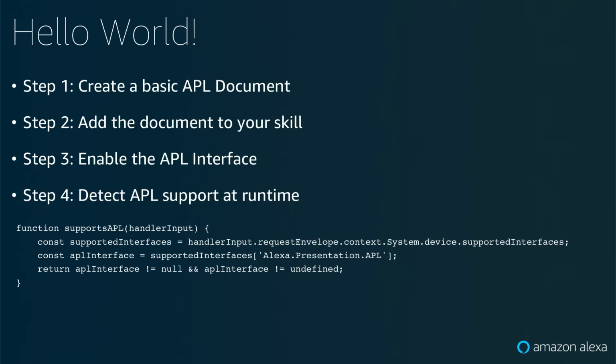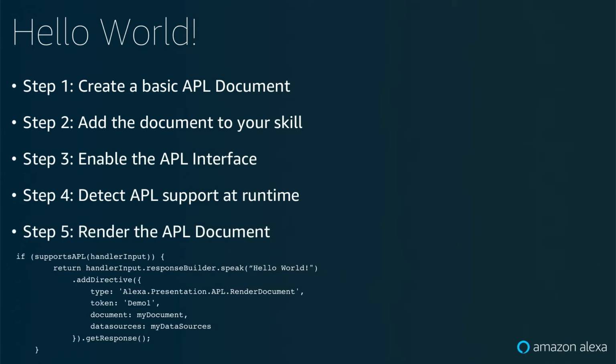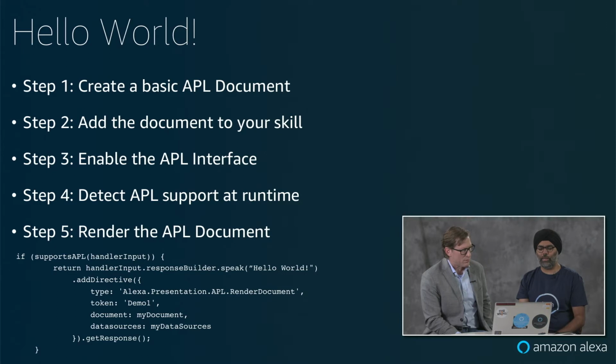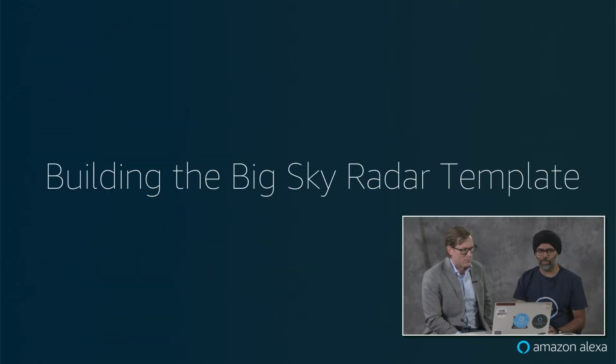You detect APL support at runtime in your skill Lambda. You need to do this because the customer might be using a speaker style device which has no screen, so there is no APL. There's a supported interfaces collection that's part of the skill request, which you can inspect to find out whether the device supports APL. And finally, to render an APL document, alongside whatever speech you're supplying, you just add a new directive called Alexa Presentation APL Render Document and add your document in there. So that's hello world. That's straightforward, and it doesn't do much.